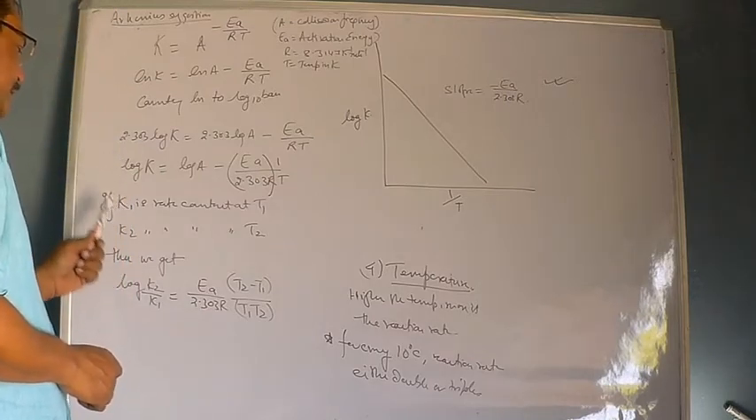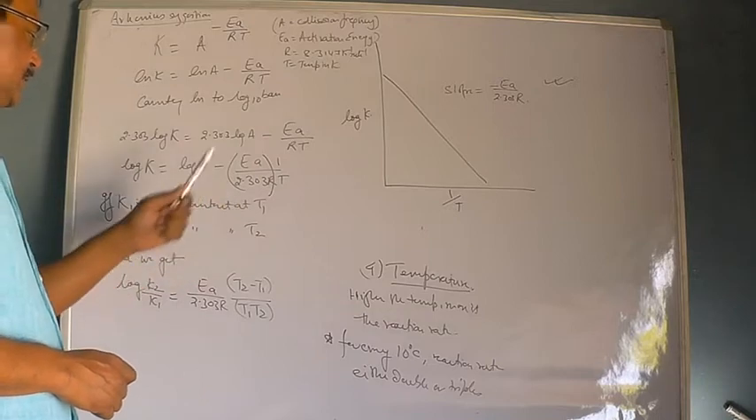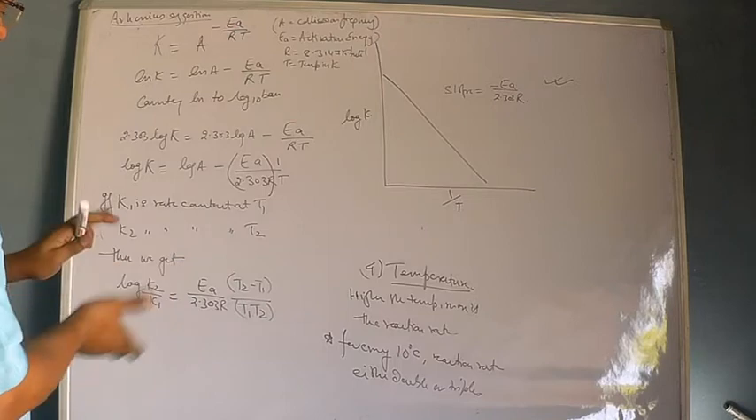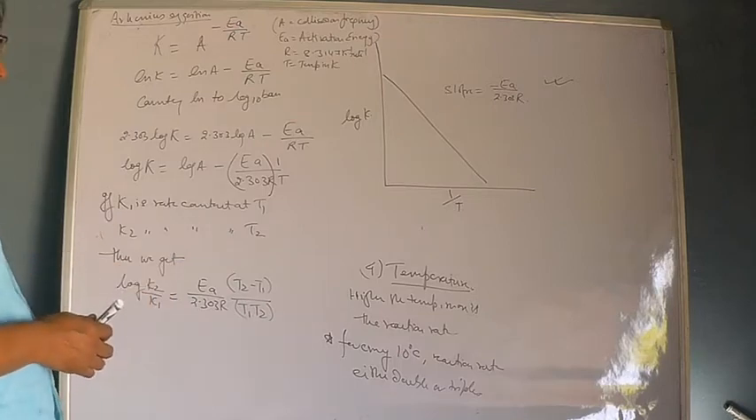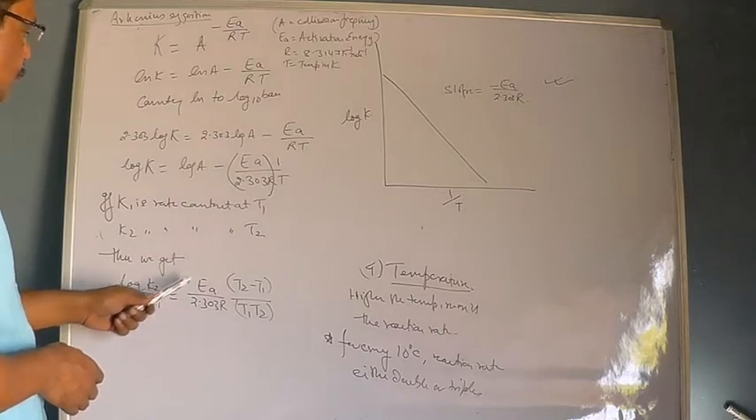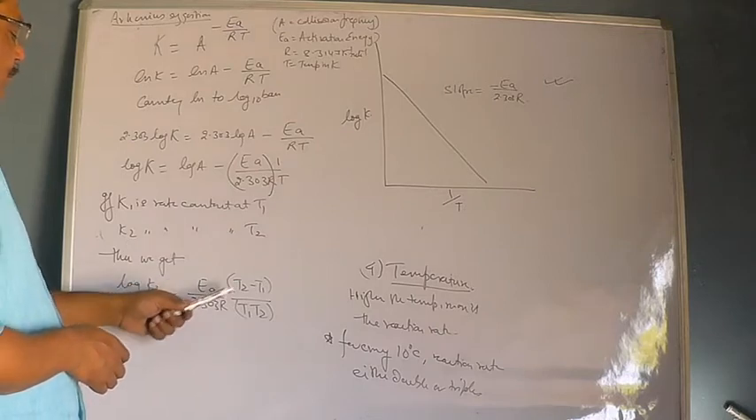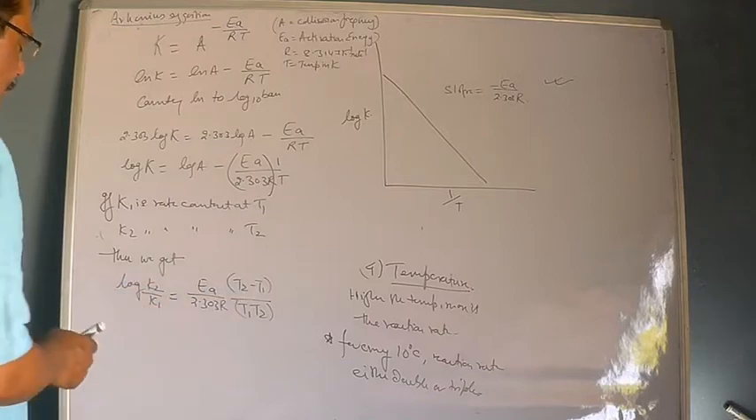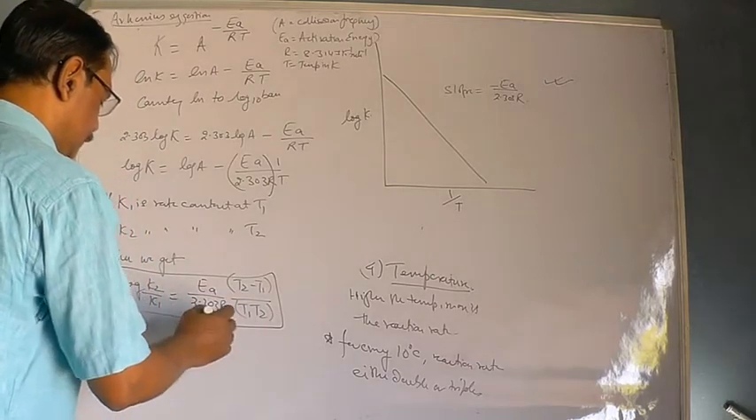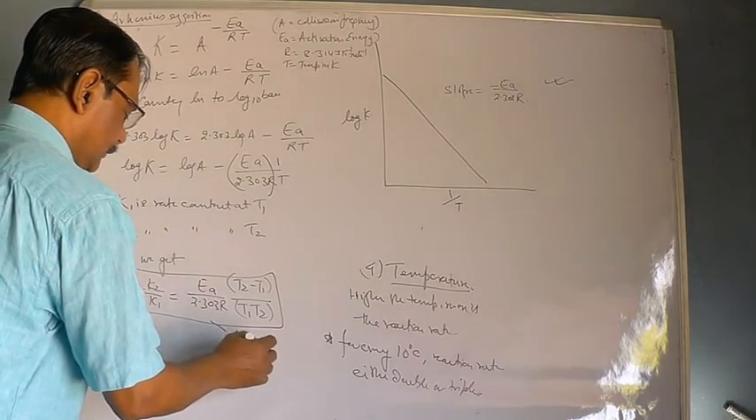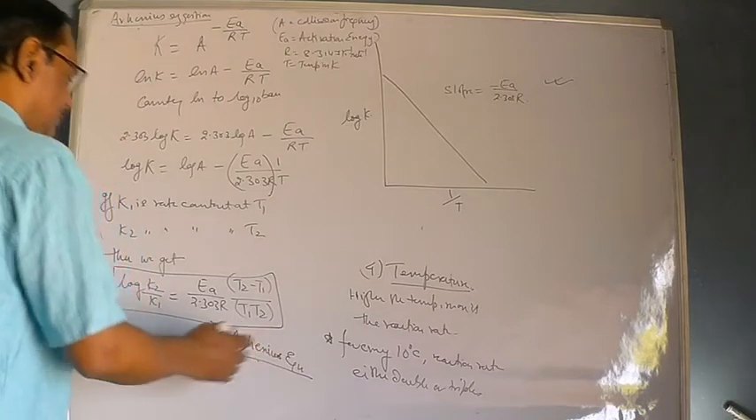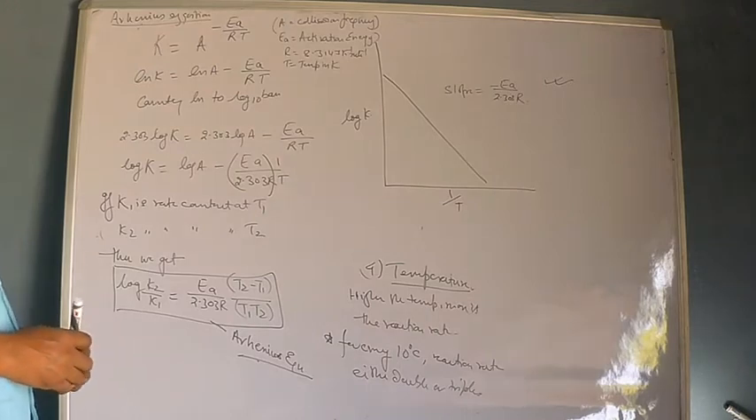Now class, very important, if K1 is the rate constant at T1 and K2 is the rate constant at T2, then subtracting 1 from 2, we get log K2 by K1 equals Ea upon 2.303 R times T2 minus T1 upon T1 T2. Class, this becomes your expression for Arrhenius theory. Quite often questions are asked on this Arrhenius equation. So in the next step, we are going to solve a numerical on it.